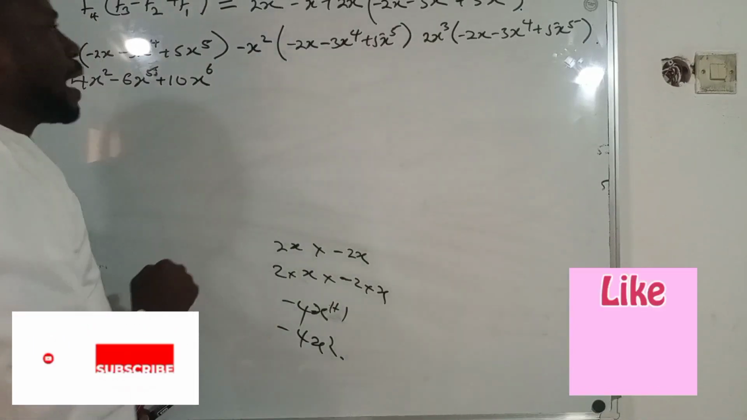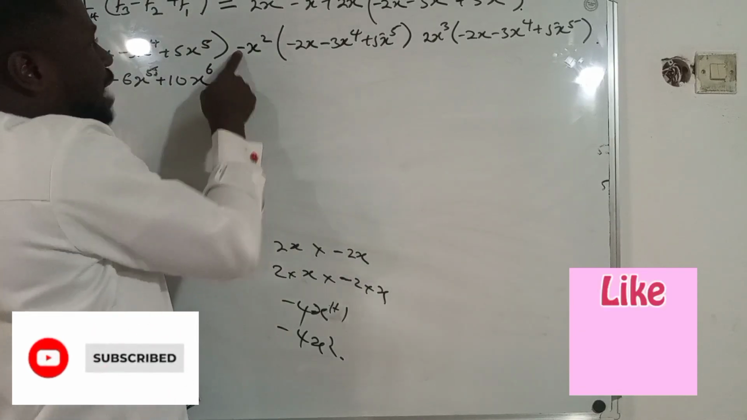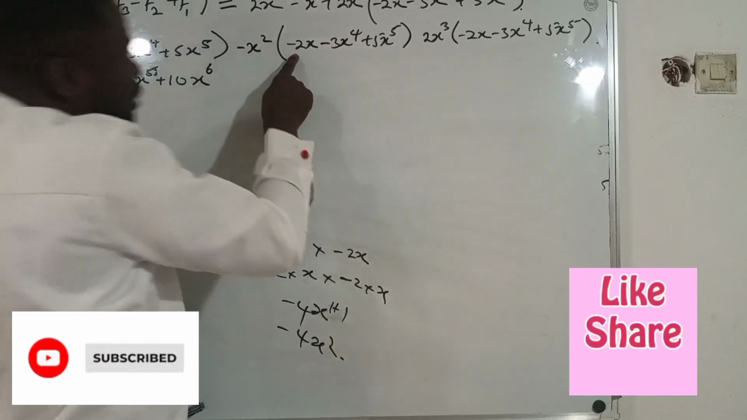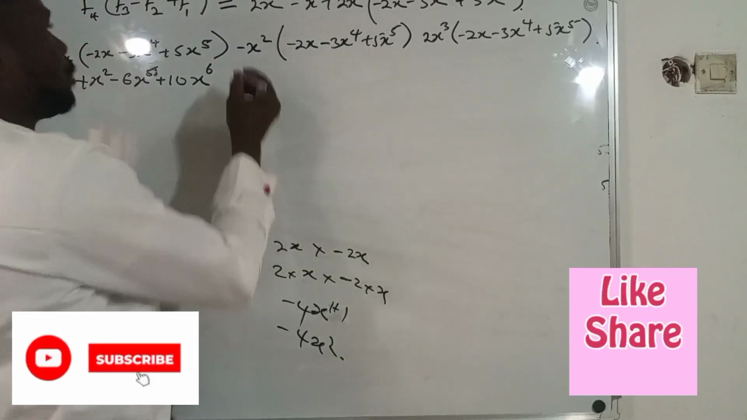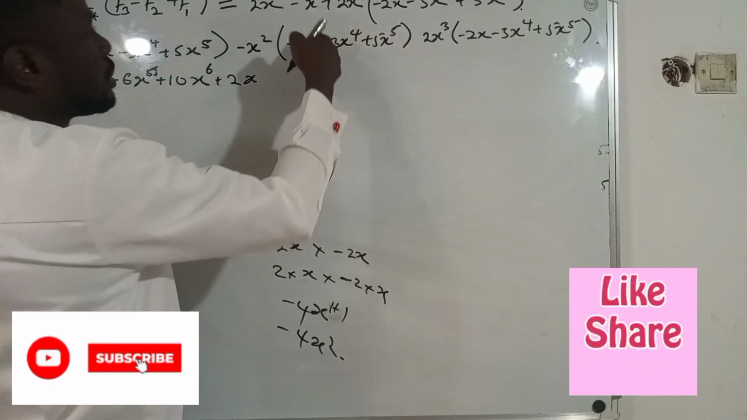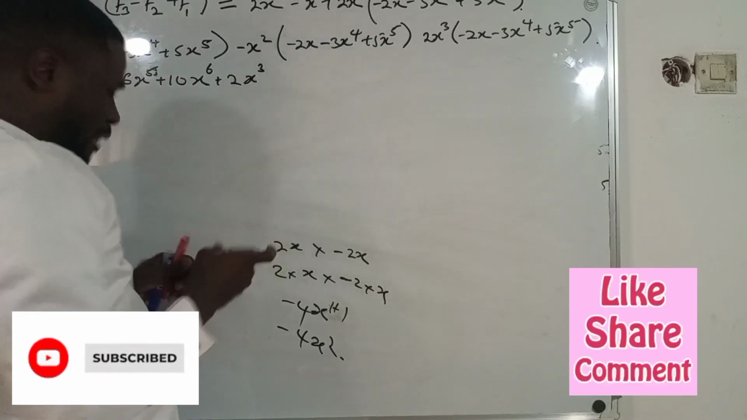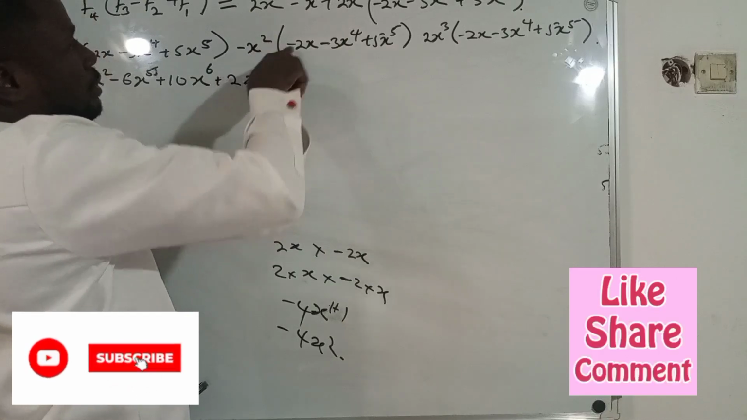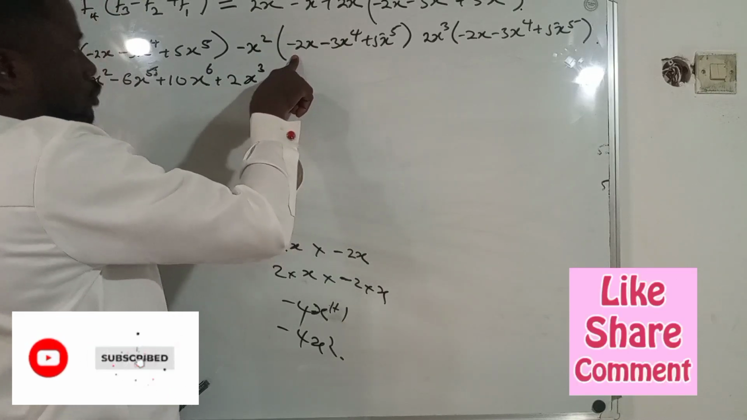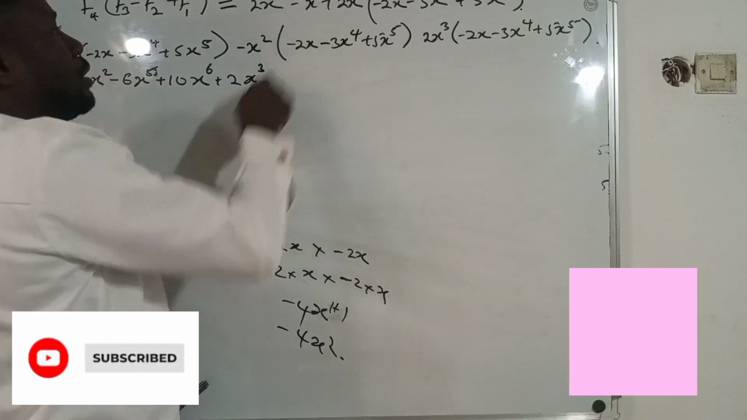Let's take care of the second bracket. Now here, there is an invisible one here. There is 1 here, minus 1. Minus 1 times minus 2, that will give us plus 2. Then x, 2 plus this 1, that will give us 3. That is to say, minus x squared times minus 2x. The answer should be plus 2x raised to power 3.